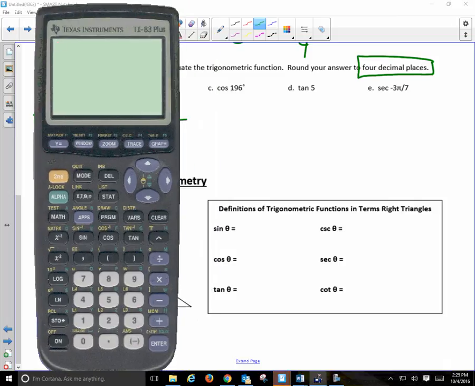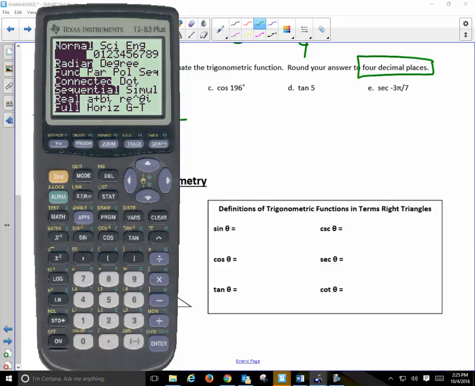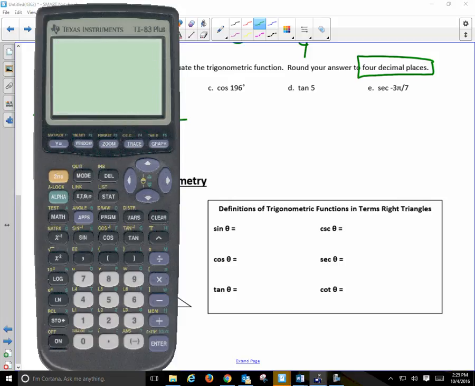The next one, degrees or radians? Degrees. So I go back into mode. I go down to radians. Move over to degrees. Press enter. Now again, if you don't like your calculator and the way it's operating, they do sell calculators that have these exact options basically. It's not a graphing one. It just has more basic technology. They sell them for about $10 at Walmart right now. So if you want to go get one of those, you can do that too.